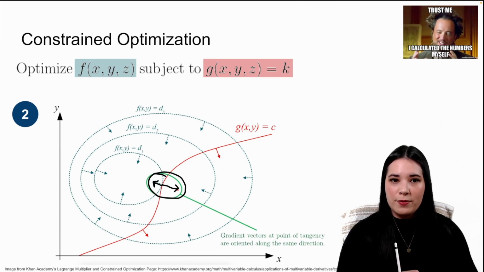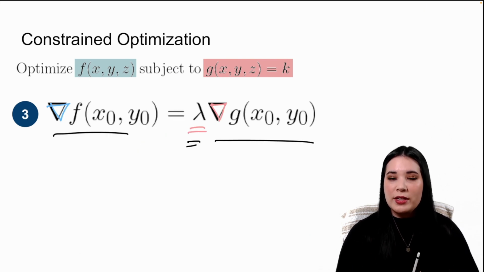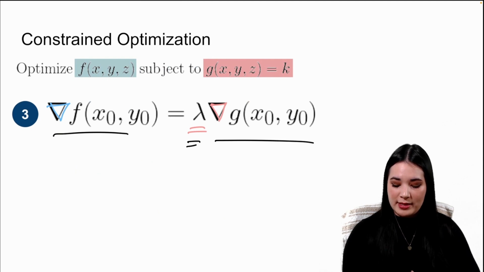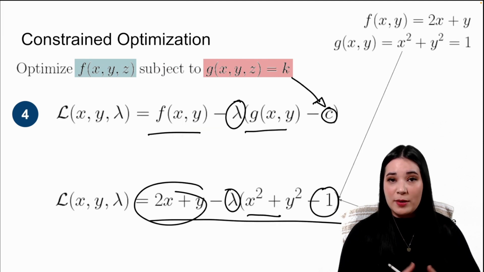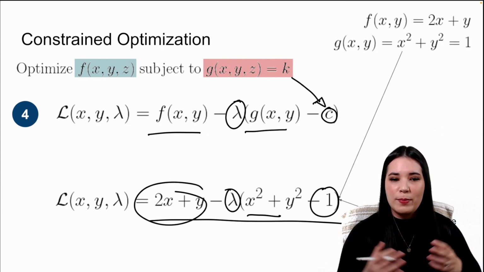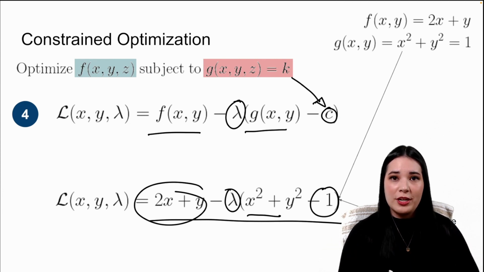Next, if we want to find where two functions are tangent, we need to find where their gradients are pointed in the same direction. To do that, we can solve this equation, which says the gradient of our function is equal to some number times the gradient of our constraint. Last but not least, we can use a Lagrangian in order to find all these values by plugging them into a single function and setting that function's gradients to 0.